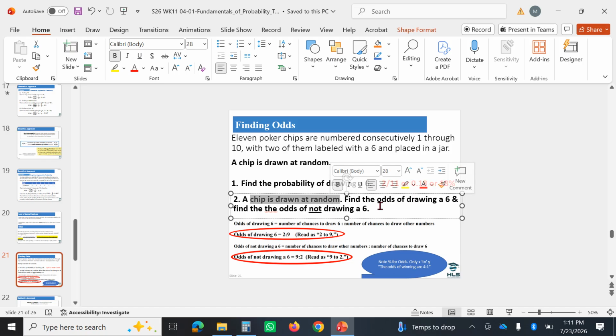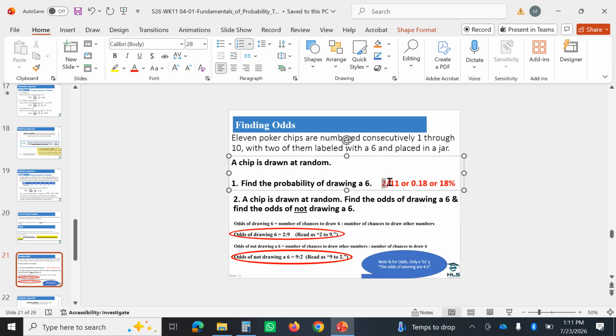A chip is drawn at random. Again, number 2, find the odds of drawing a 6 and find the odds of not drawing a 6, right? So there you're asking for the complement. So the odds of drawing a 6: number of chances to draw a 6, number of chances to draw other numbers. So the odds of drawing a 6, there are 2.